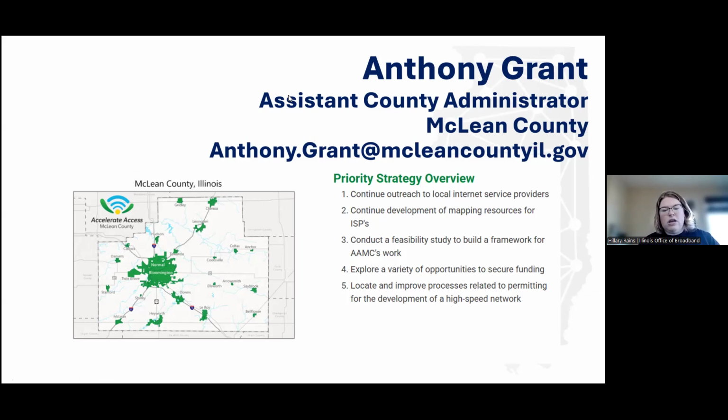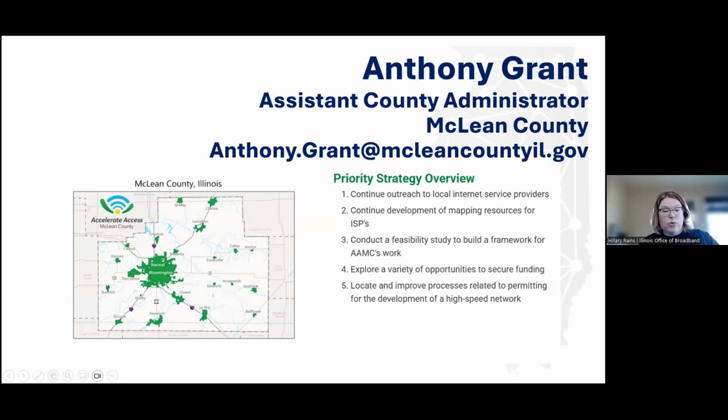And then, of course, looking at those opportunities to secure funding, of which grant opportunities are part, right? So whether they were working on the infrastructure side of things with their Connect Illinois program, whether they are looking to support people in their digital equity activities through the capacity grant, what are those funding sources? Are there local funding sources? Are there industries that would like to invest in broadband? Et cetera, et cetera. Also, locating and improving processes related to permitting.